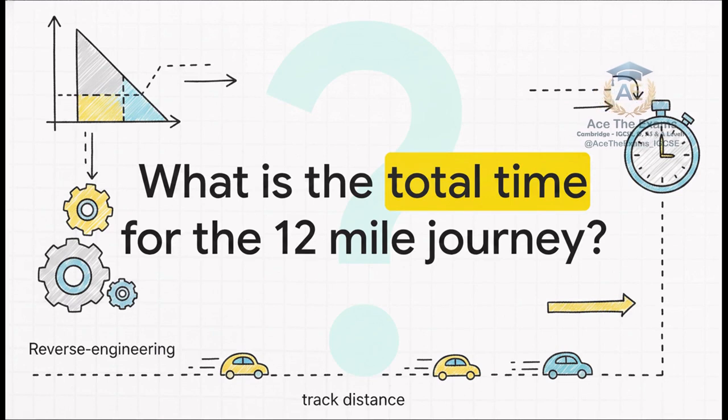So here is the real test of your graph skills. If I give you the maximum acceleration and deceleration of the vehicle, you have to work backwards. You literally reverse engineer the geometry of the motion, using the area under the graph to find the total time and minimum track distance.